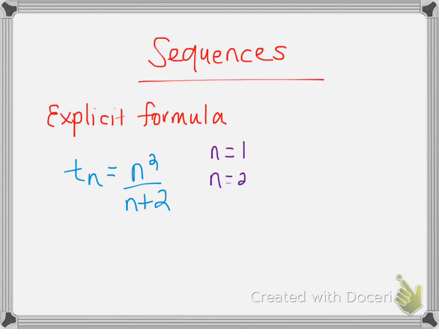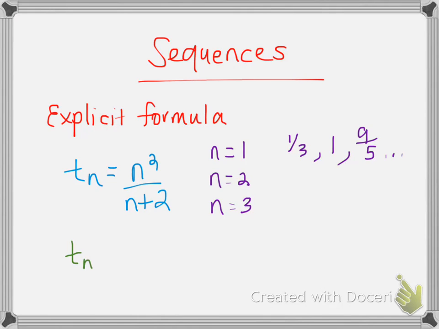I would let n equals 2, that would be the second term. And then n equals 3 would give you the third term. So if you plug in a 1, you get 1 over 3. If you plug in a 2, you get 4 over 4, which is 1. If you plug in a 3, you get 9 over 5. And there's the first 3 terms of the sequence. When it's explicit, you explicitly plug in 1 or 2 or 3 or whatever term you might be looking for to figure out what that equation represents.